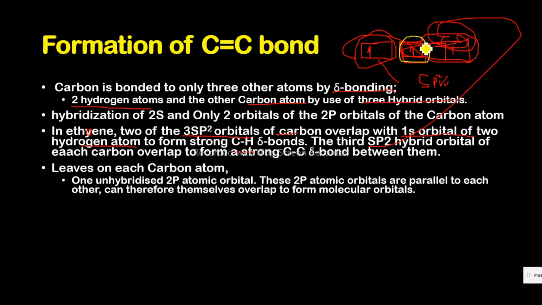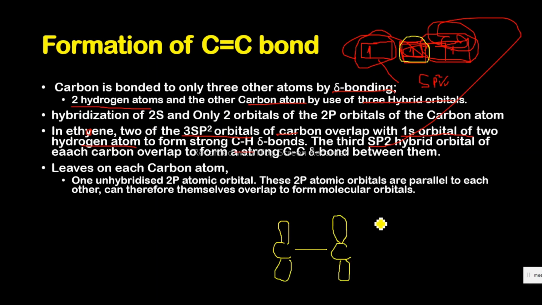Now, these 2p orbitals are parallel to each other if the carbon atom bonds to another carbon atom to form a sigma bond. Then the 2p orbitals will remain on the carbon atoms, so they will remain parallel to each other, like how you're seeing.